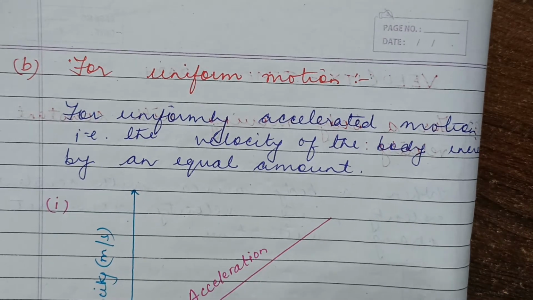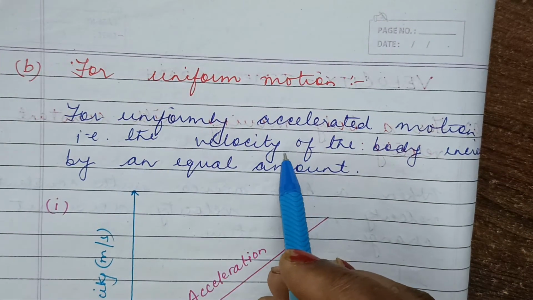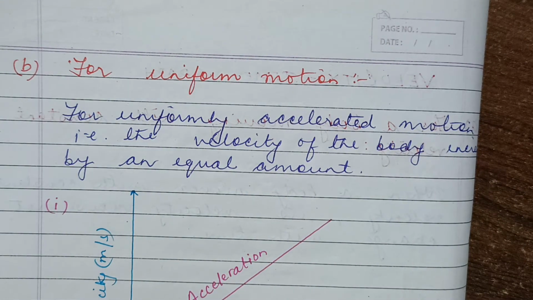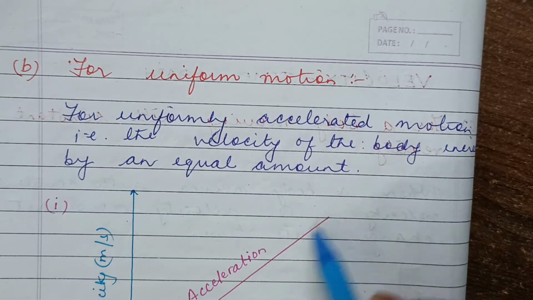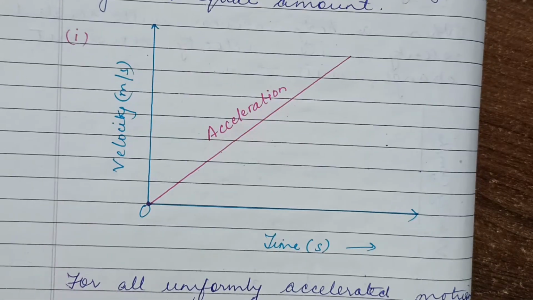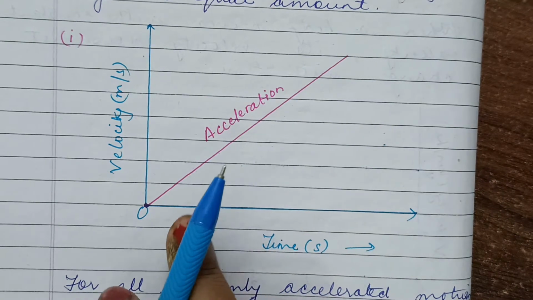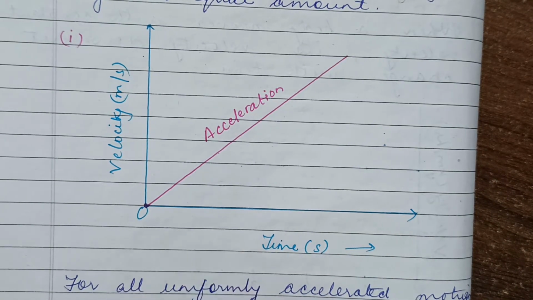Next type of graph, velocity time graph for uniform motion. Now uniform motion means that the velocity of the body is increasing by an equal amount in equal intervals of time. For uniform motion, it is showing an acceleration. So you will get the graph in the form of a straight line as shown in this figure. This is for uniform motion.